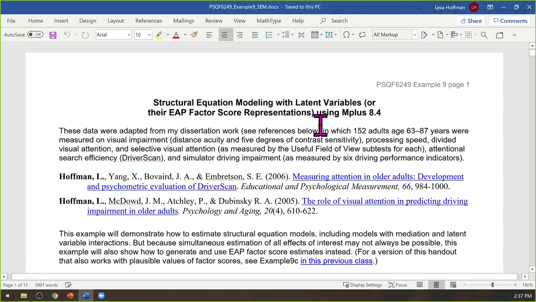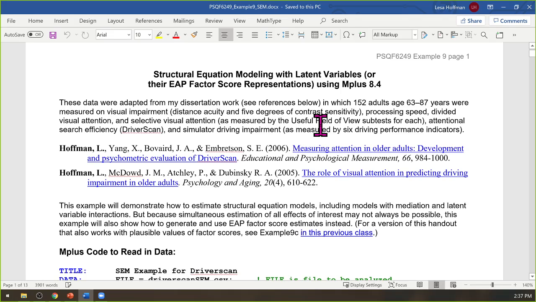So this is example 9. This is a new version of example 9 relative to what I have done in my previous classes. I dropped some stuff out of here that I had talked about before, and I added some new stuff. I have a link to what it was before if you're interested in learning about plausible values. But these are real data. They were collected as part of my dissertation. The focus of my dissertation was examining risk for accidents in older adults and predictors of risk in terms of their visual acuity, visual attention, and processing speed, and the outcome was performance in a driving simulator for which I had 6 observed indicators.